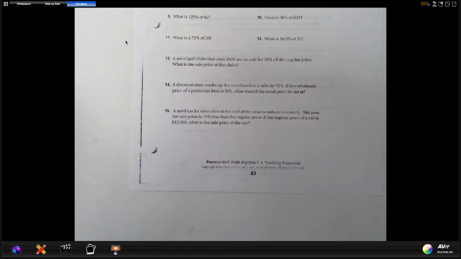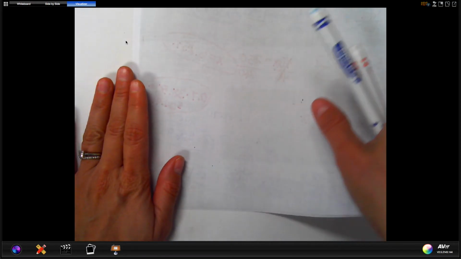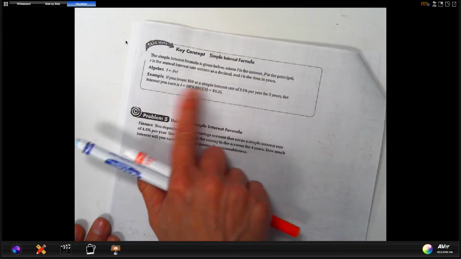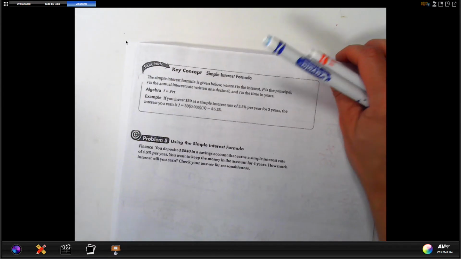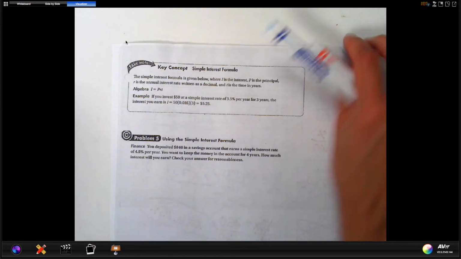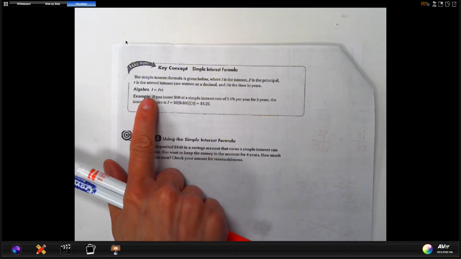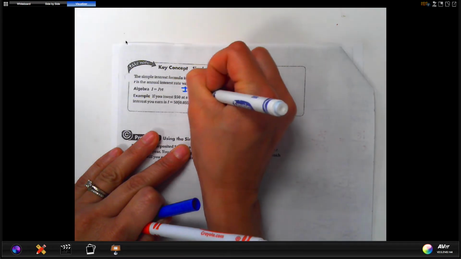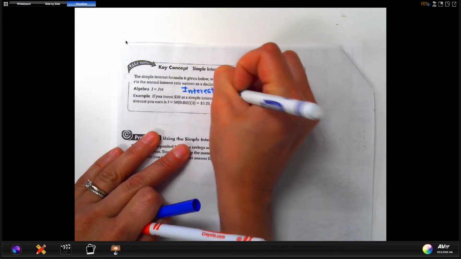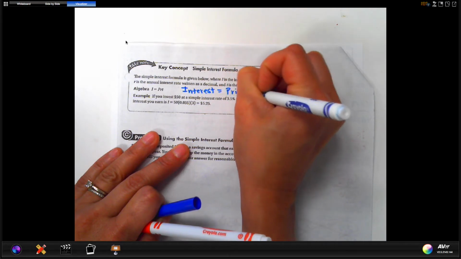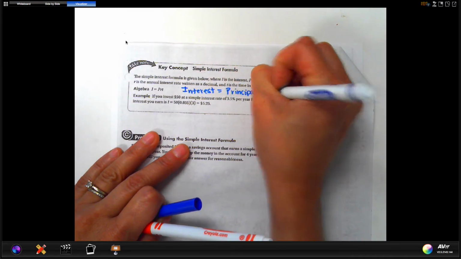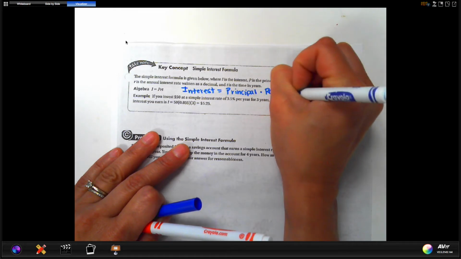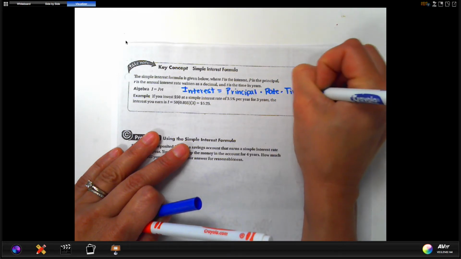The other part of this is called simple interest, okay? So turn that over. I just included the key concept. I just copied it for us, okay? And what this stands for is interest, I, equals principal, not like, times rate times time. Okay, is what that stands for.